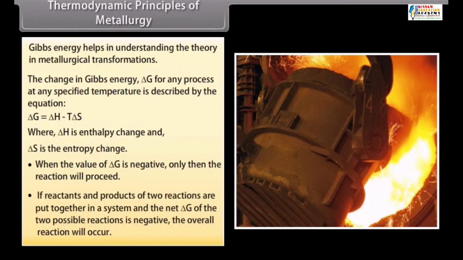If reactants and products of two reactions are put together in a system and the net delta G of the two possible reactions is negative, the overall reaction will occur.